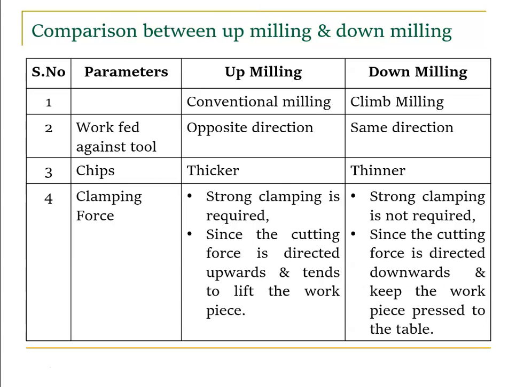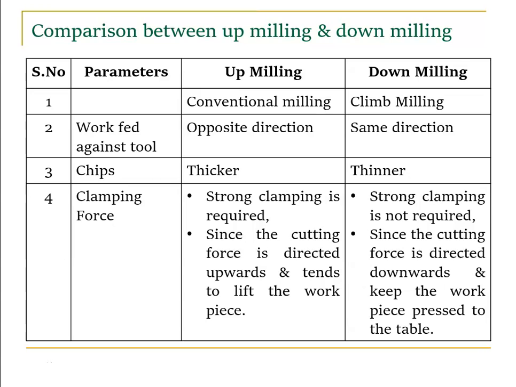Stronger clamping force is required for up milling because of the opposite direction. The direction of feed and the direction of the cutter are opposite, so we need to hold the work properly and need strong clamping. The cutting force is directed upwards and tends to lift the workpiece, because when the tool moves in the opposite direction it tries to lift the workpiece. We need to arrest that so that we can get the final product, so the clamping should be very strong.